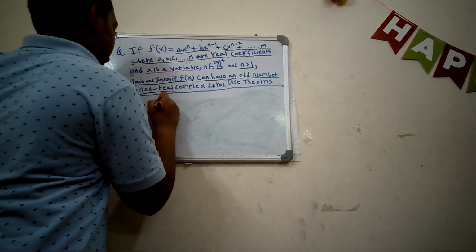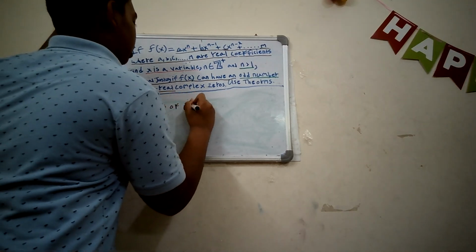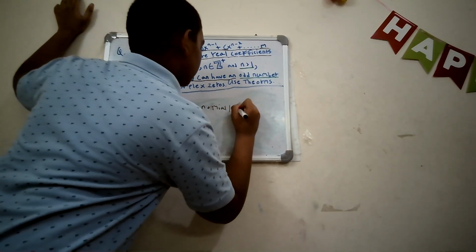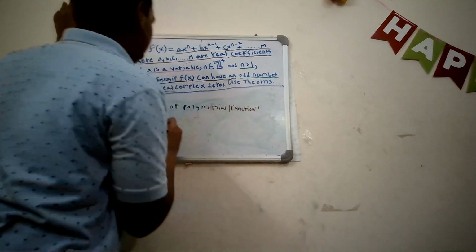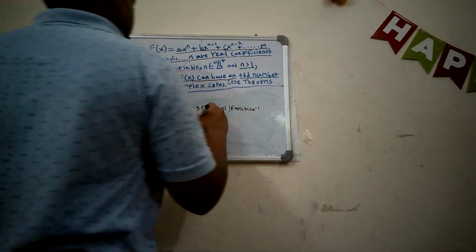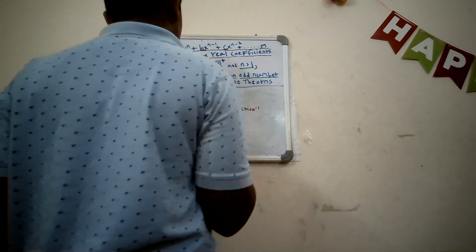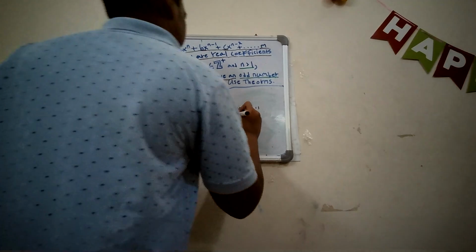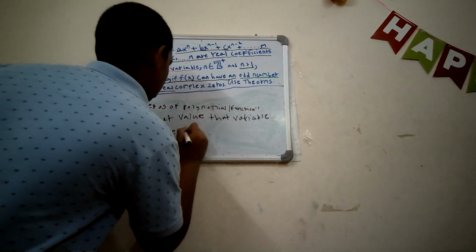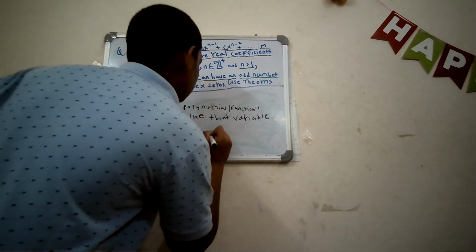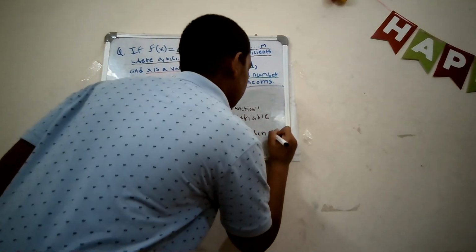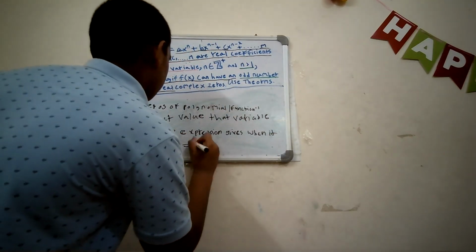Basically, before I go on, when we say zeros of a polynomial function, it just means what value of the variable the expression gives when it is equal to 0. So that's what zero means.